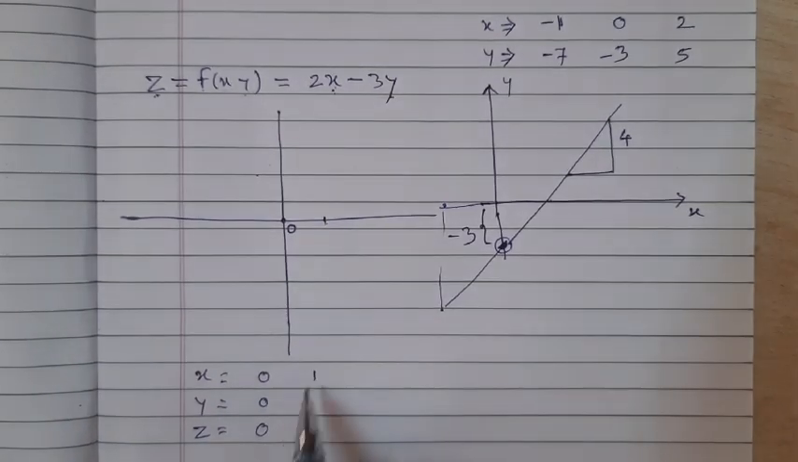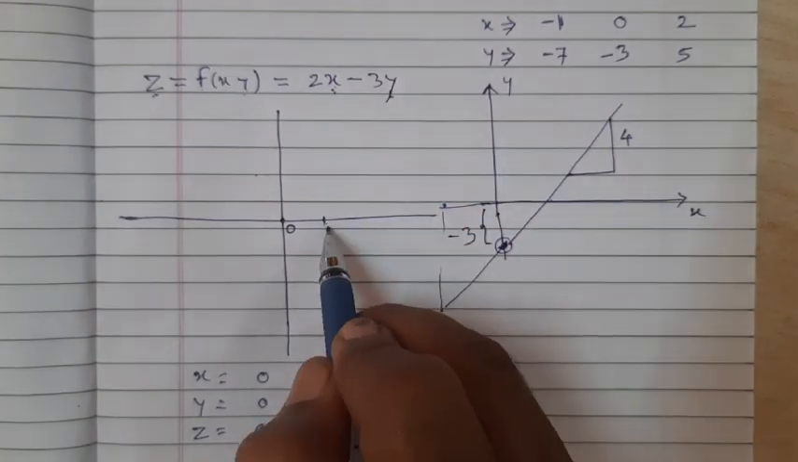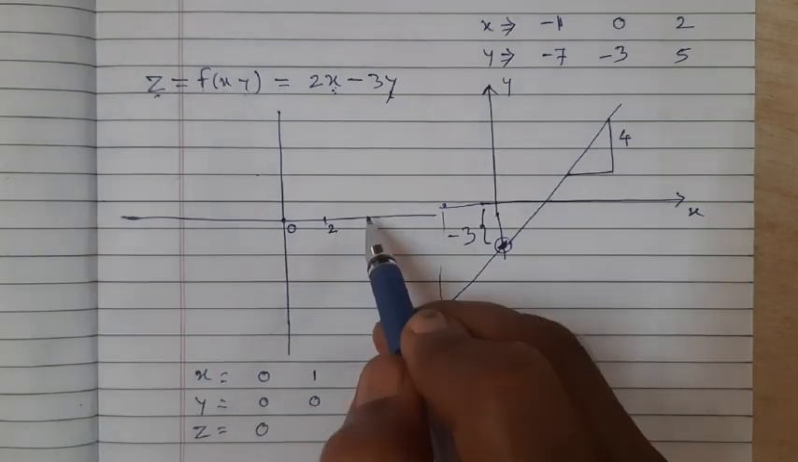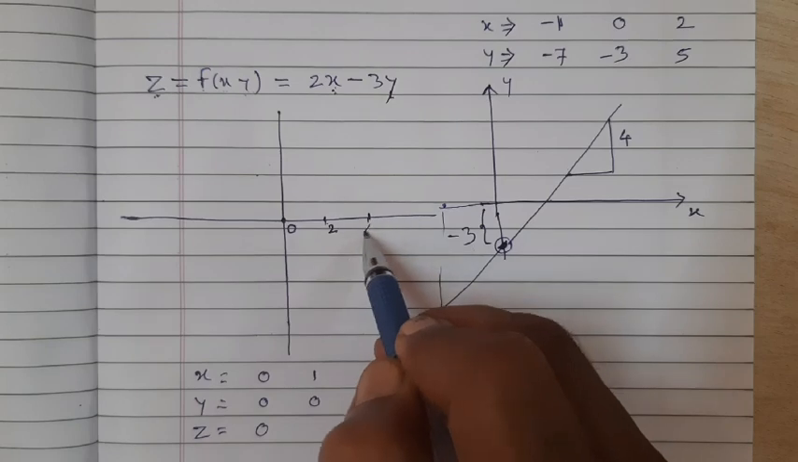Now what will be the value at x is equal to 1? If I write x is equal to 1, y is equal to 0, then the value will be 2. Here the function has a value of 2. What will happen at x is equal to 2? For this particular point the value will be 4.